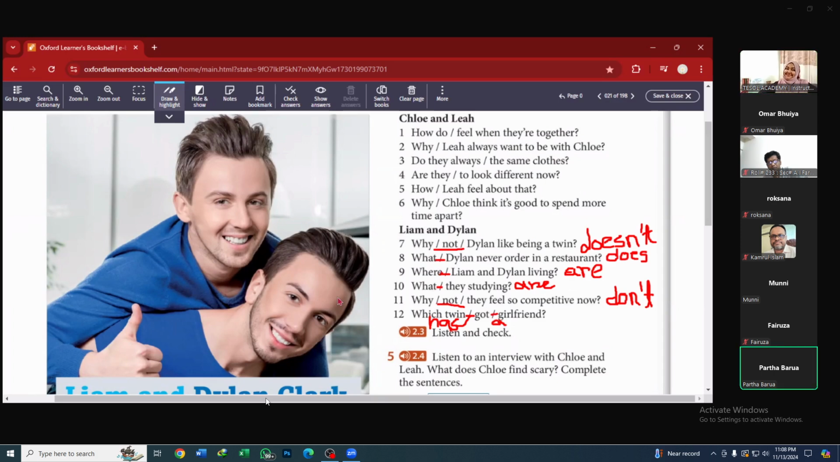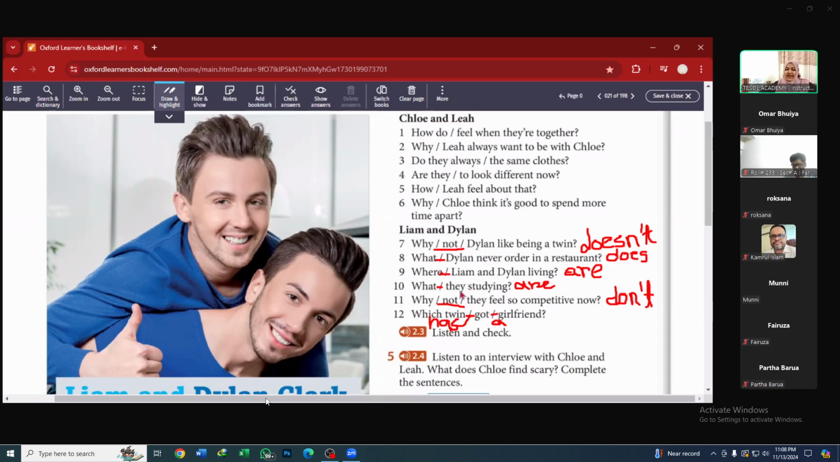Liam is living in Manchester. Opposite. Dylan is living in Manchester. And Liam is living in... forget it. Leeds. You remember Manchester because of football, no? I got that. Okay, so Liam is living in Leeds and Dylan is living in Manchester. Good, Mr. Partho. Well tried.